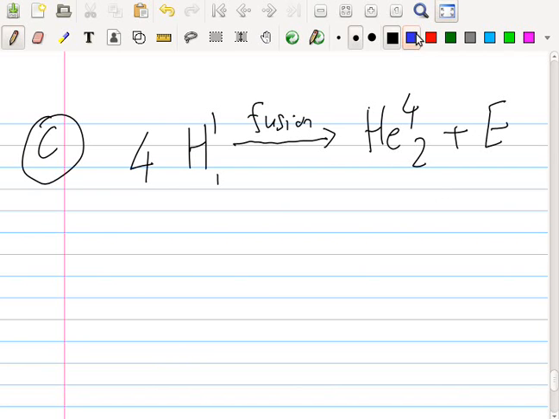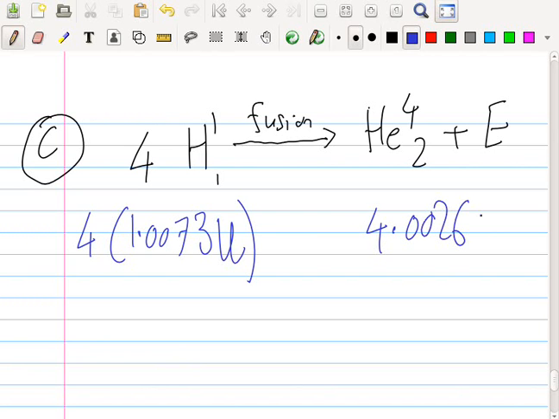Now, before this process takes place, the mass here is, you're told, 4 times 1.0073 U, where U is roughly the mass of a proton or a neutron, its atomic mass. Afterwards, you're left with the mass of helium, which is this. So you can see, if I multiply this by 4, it'll be a little bit bigger than this. I would like to know how much mass is lost.